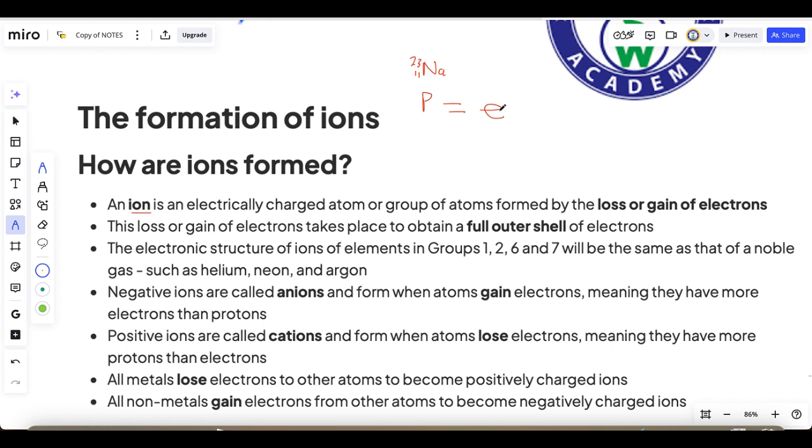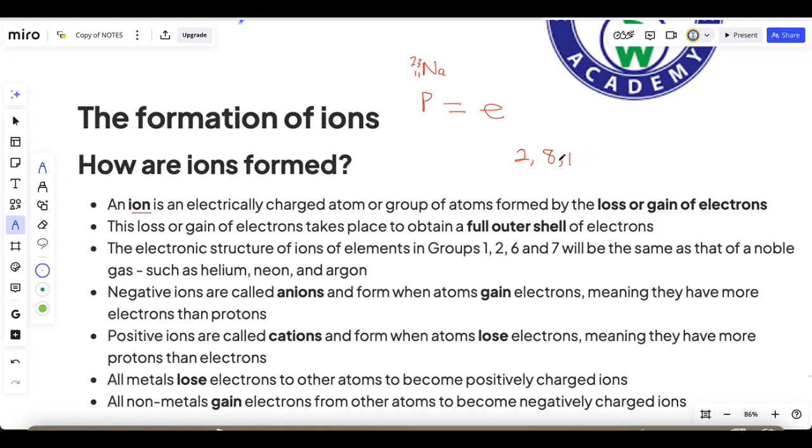Remember, the electrons are arranged in shells. So 11 electrons means the first shell will take 2 electrons. The maximum number of electrons in the first shell is 2, and it cannot go beyond 2. The second shell has a maximum of 8 electrons. If you add 2 plus 8, that is 10, with 1 still remaining. So that one will be taken to the third shell, so only 1 electron is in the third shell.